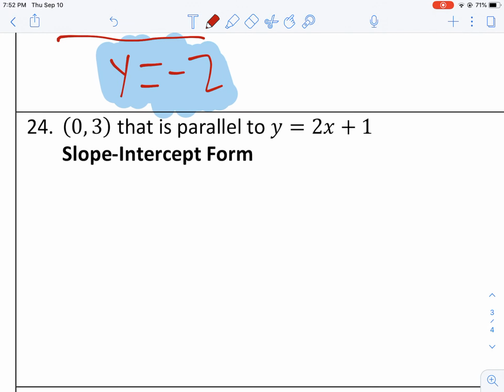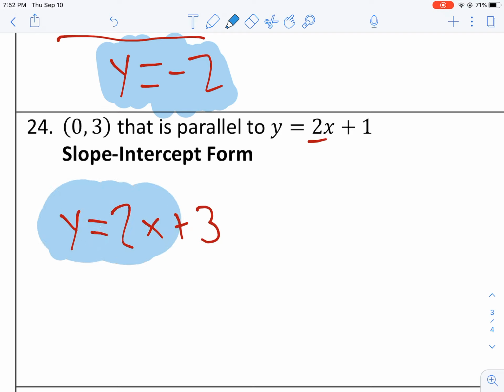Next problem, parallel. What does parallel mean? Parallel means the slope is the same. So we want this in slope-intercept form, so we're going to have y equals 2x because we want the slope to be the same. And they actually tell us here what they want the y-intercept to be. So they want the y-intercept to be at 3. If x is 0, that's your y-intercept. So we've got y equals 2x plus 3. And we're done because that's in slope-intercept form.